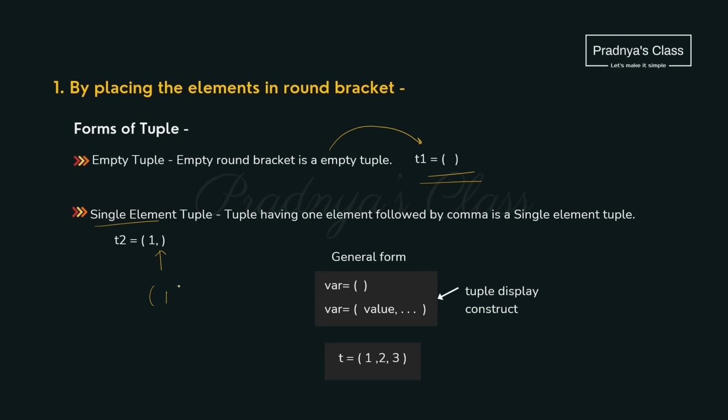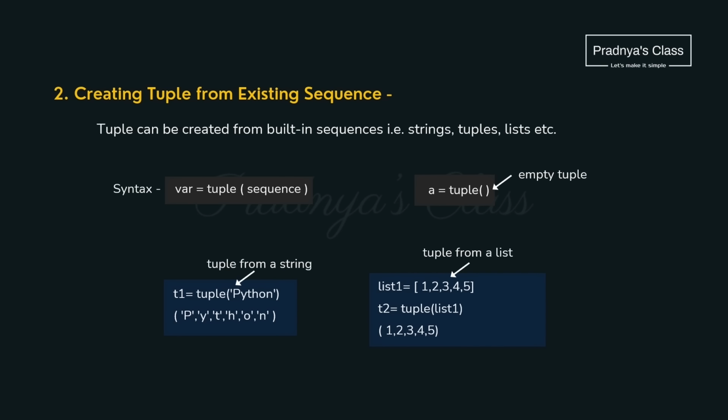If you mention an element like this, Python will consider it as an integer, not as a tuple. If you want to create a tuple with many elements, then you will separate them with commas. The tuple constructor can be used to create a tuple from another sequence. In this example, we are creating a tuple from a string, and here we are creating a tuple from a list.